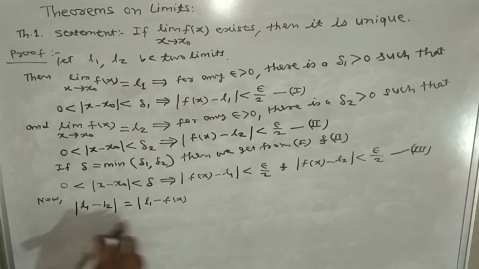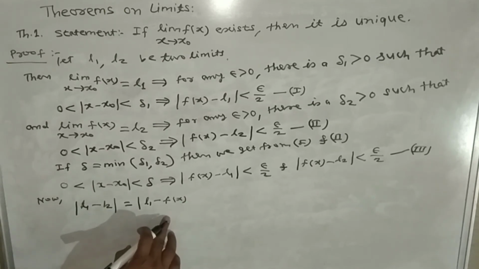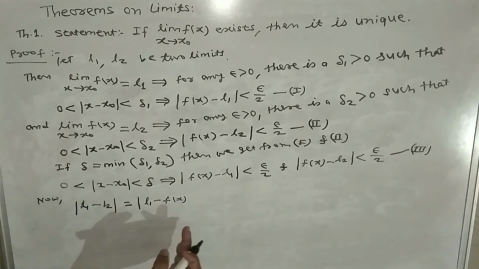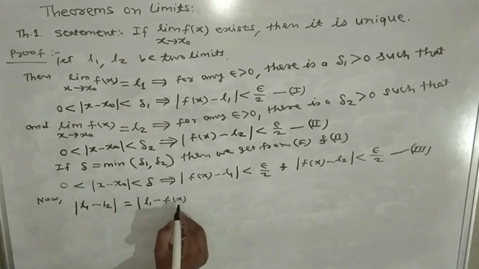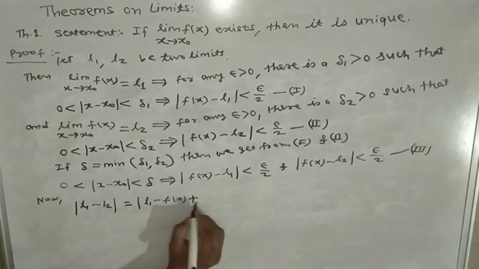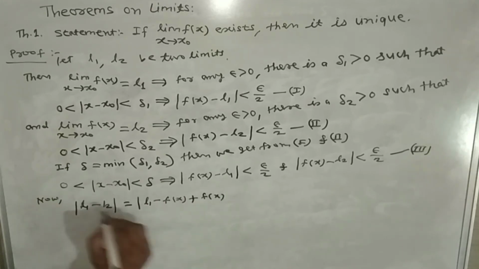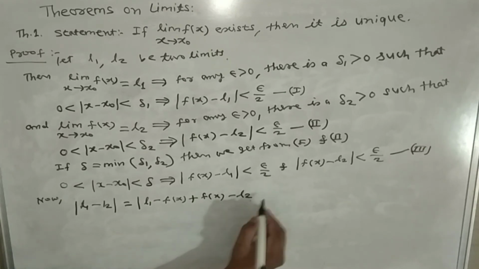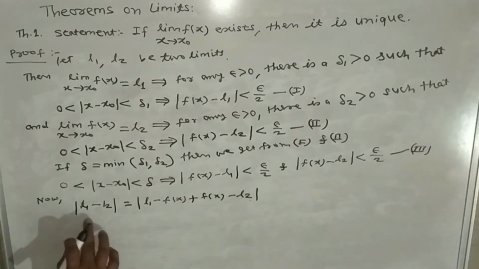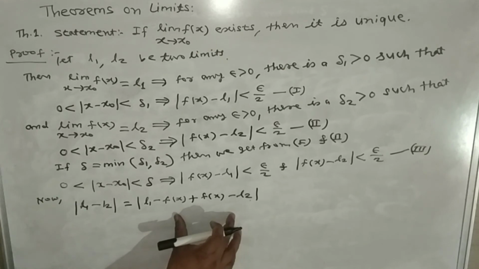Mod L1 minus L2 can be written in this form. That is, we add f of x and subtract f of x in this mod. So L1 minus f of x, we subtract f of x, add f of x, and then minus L2 as it is.